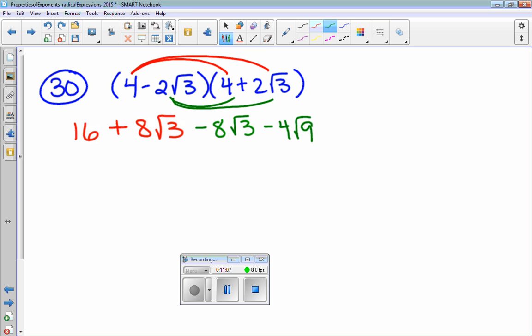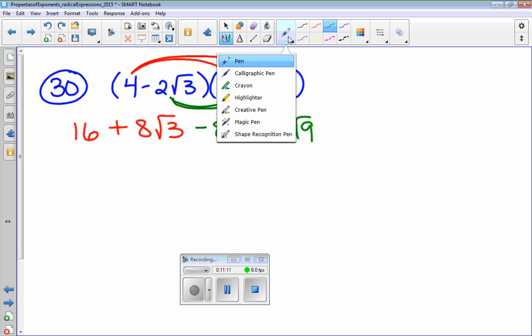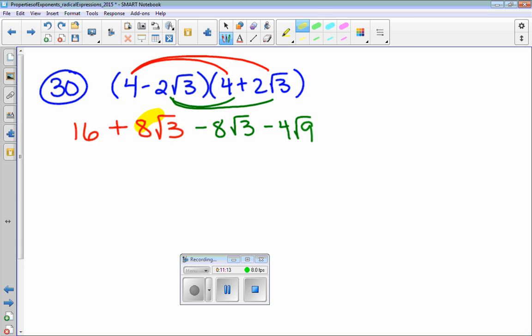And we saw right away, those two middle terms do what? I can combine them because they're both radical 3s, and when I add the numbers in the front, what happens? They cancel each other out. We get 0 radical 3. So now I'm looking at just these two.